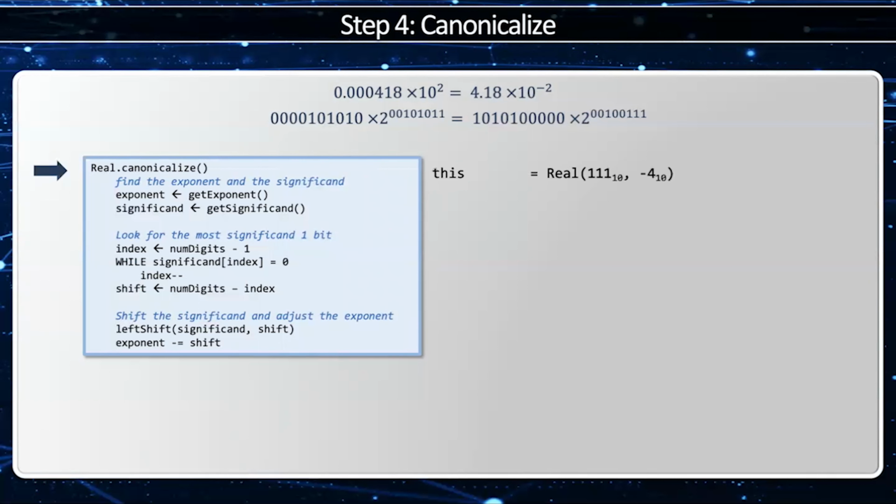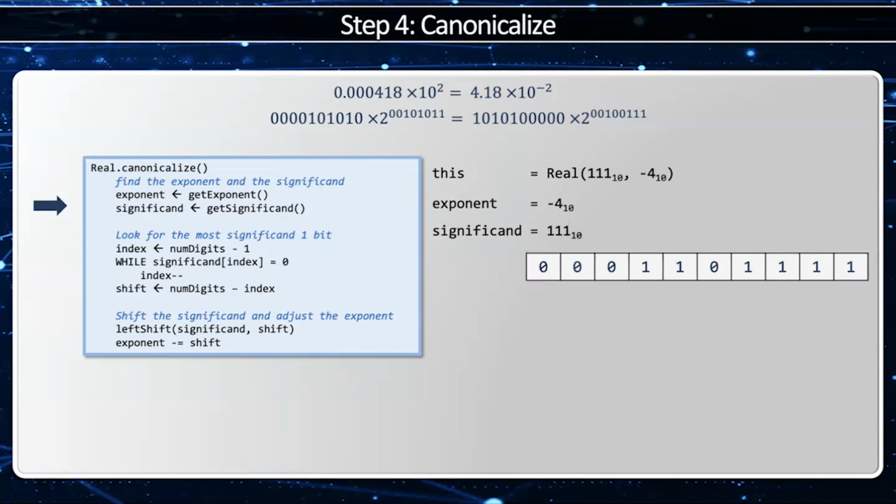So when I canonicalize, I'm going to canonicalize my sum, which is 111 base 10 times 2 to the -4 base 10. So my exponent is going to be -4, and my significand will be 111. And this is the binary representation of 111. Now remember, this is a 16-bit floating point number, so I have a 10-bit significand. So this can be 0001, which is going to be the 64 location, 1, which is my 32, 0 for 16, and then 8, and then 4, then 2, then 1.